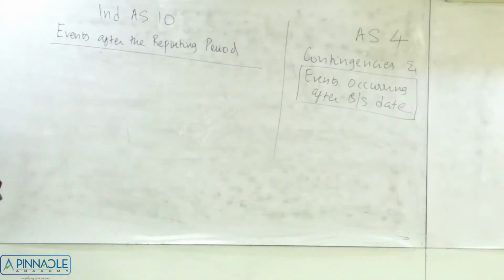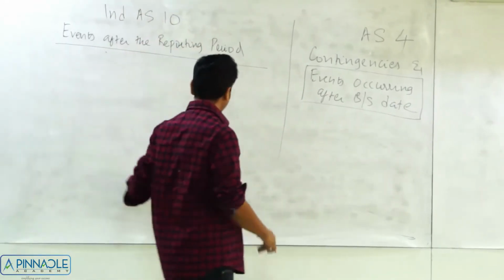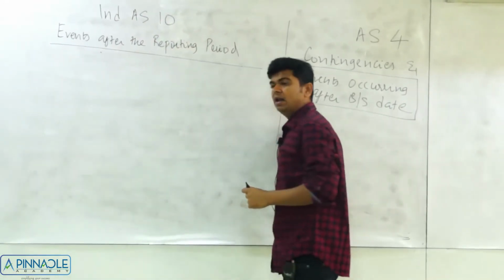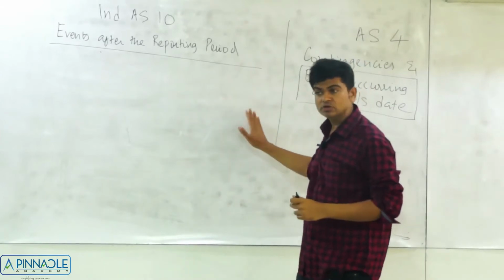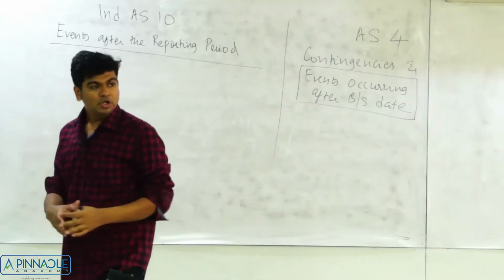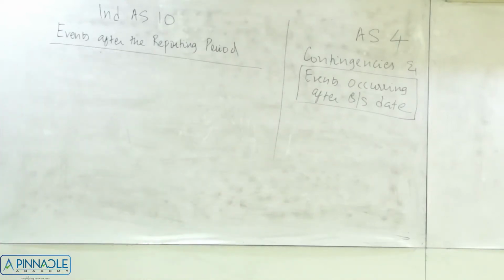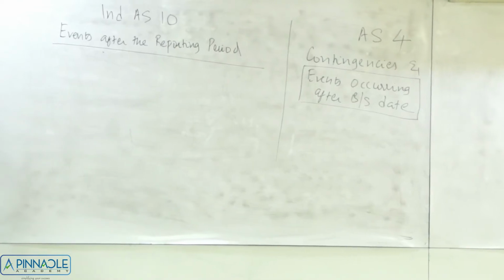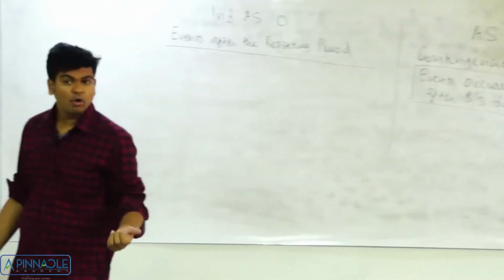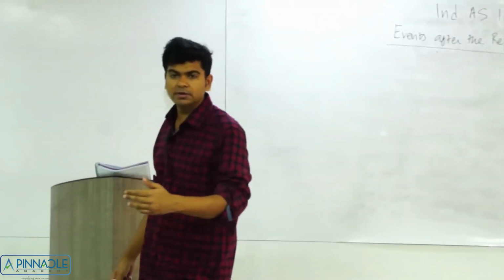Now this accounting standard 4 has been recently revised, and this recently revised accounting standard 4 and this Ind AS 10, they are parallel to each other. Because of which we now don't have much differences between the two. So whether we are discussing accounting standard 4 or Ind AS 10, the discussion will actually run parallel. Just very recently it has been revised.